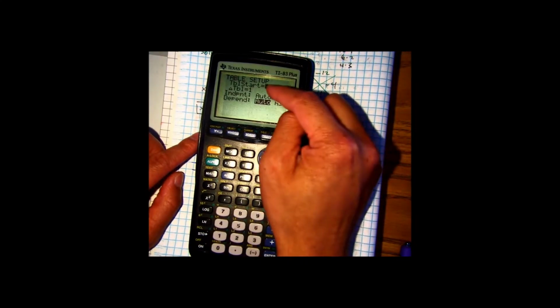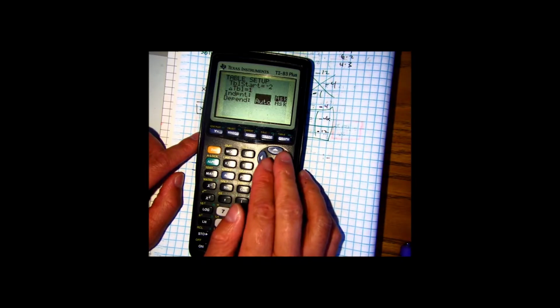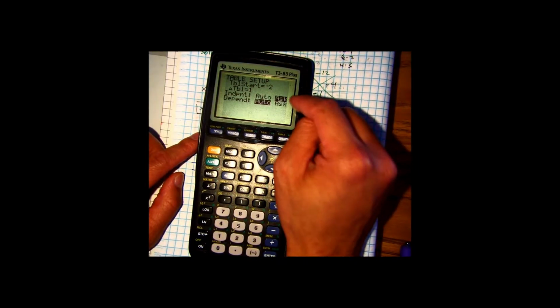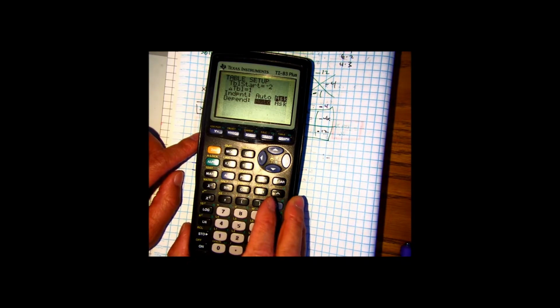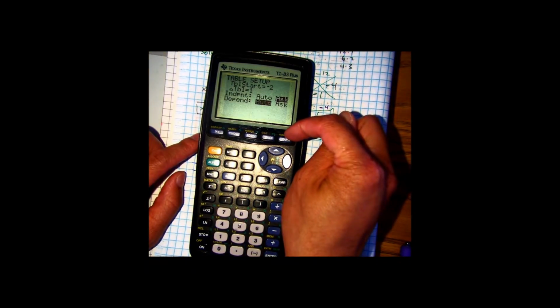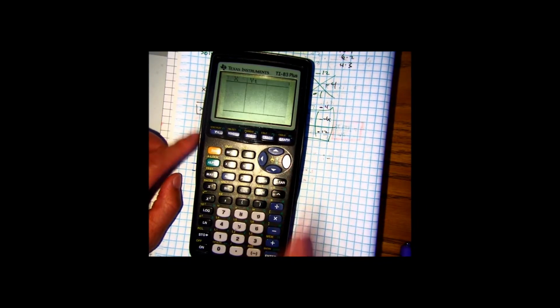I don't care what the table start is. I don't care what the delta is. I do care that it's on ask and then auto. The calculator is going to ask us for a number, which we'll give it, and then it'll automatically calculate the dependent. Make sure those are highlighted. And now I'm going to go to the table. The table in my calculator is yellow, so we're going to have to press second graph. Everyone say that?